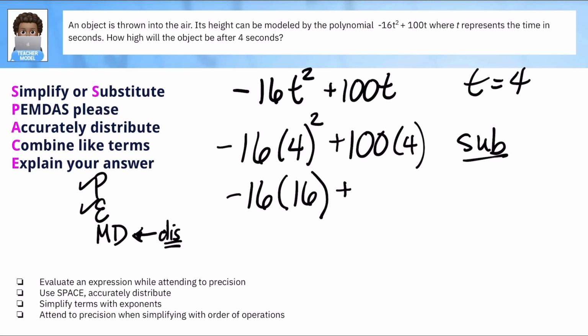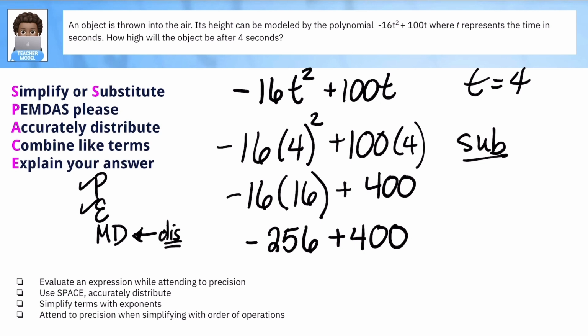So negative 16 times 16 plus 400. 16 times 16 is 256. So negative 256 plus 400, which gives us as a final answer, actually I'm going to put it here at the bottom. So I like that my numbers get smaller and smaller. So 144 as our final answer.